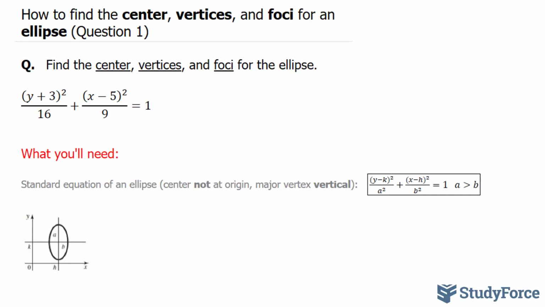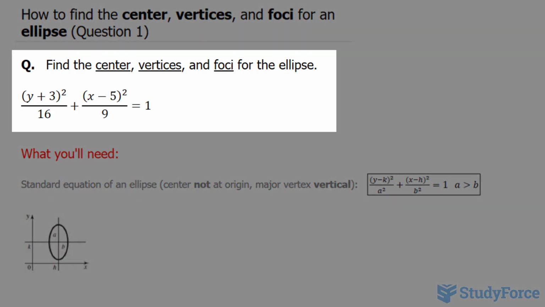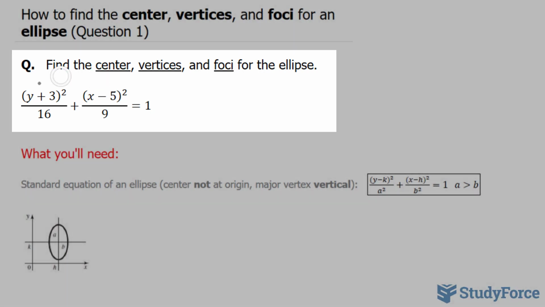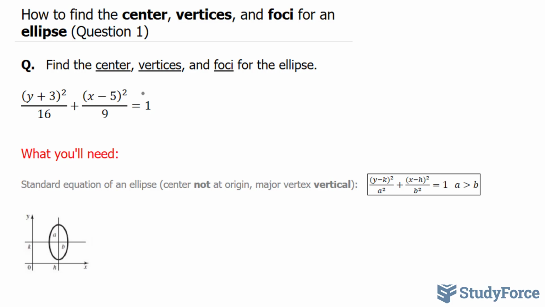In this video, I'll show you how to find the center, vertices, and foci for an ellipse. This is question 1. The question reads, find the center, vertices, and foci for the ellipse defined below. From the equation, we can distinguish three important things: our a, b, and center.